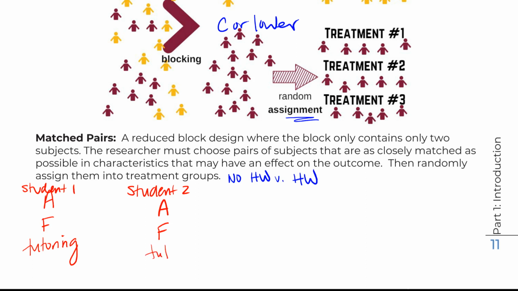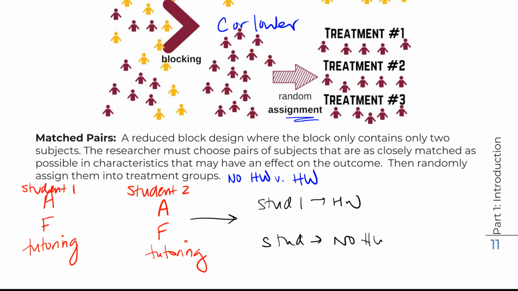So right now, I'm feeling like this student doesn't need homework, but I want to make sure that I have a student that's very similar to them. Also an A student, also female, also knows about the resources and uses the resources on campus. So once I've matched this person, I'm going to randomly choose, and I'm going to put one of them into treatment 1, into the homework, and one of them into no homework, right? And I'll just flip a coin or whatever. So that's the idea of a matched pairs.